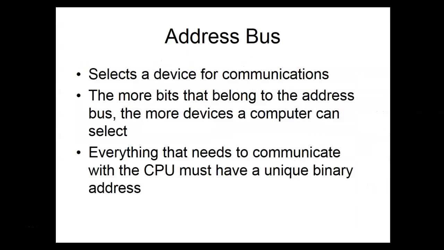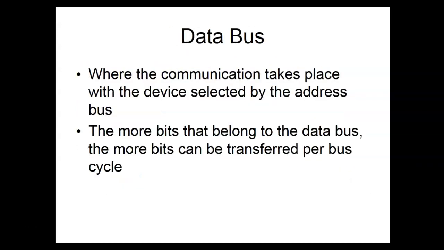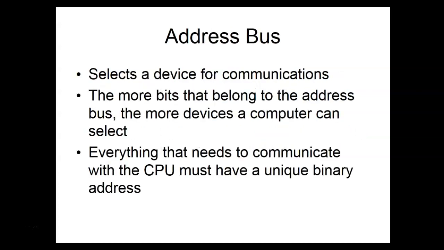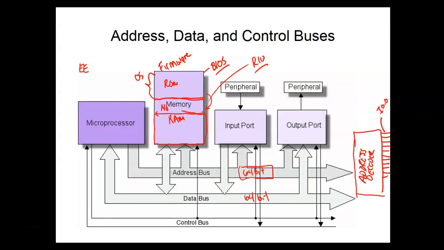So the address bus does what? Selects. Yeah. The control bus, the data bus is what? Yeah, where the actual communication takes place. So the size of the address bus determines how many things you can do what? Select. The size of the data bus determines how many bits you can communicate in. And the control bus controls the communication. The control bus is very complicated. It's a lot more than this.